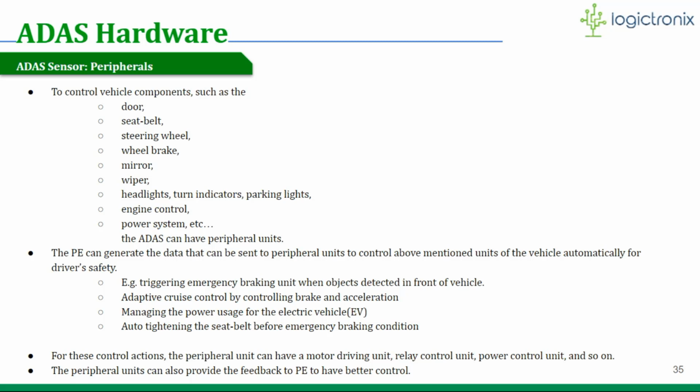So for this control action, the peripheral unit can have a motor driving unit, relay control unit, power control unit, and so on. The peripheral unit can also provide feedback to the processing engine to have better control.